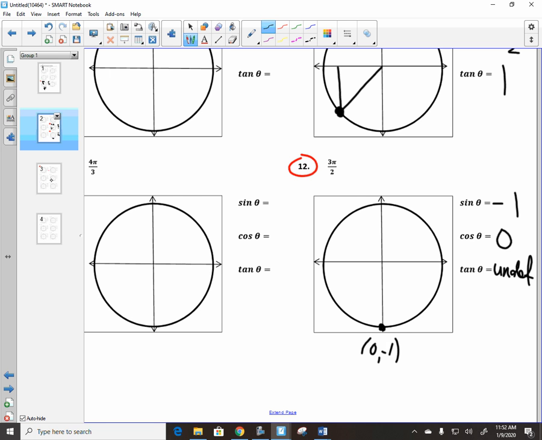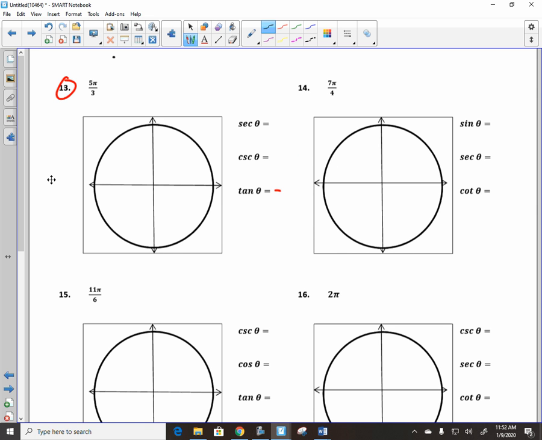Last one, number 13. 5 pi over 3, how many degrees? 300. What kind of special triangle does that make? 30, 60, 90. What's the terminal point? Uh-oh, they're not asking for sine, cosine, and tangent. We're asking for secant, cosecant, and tangent.